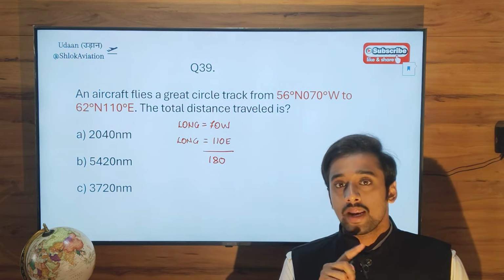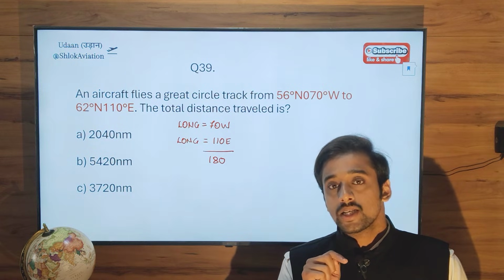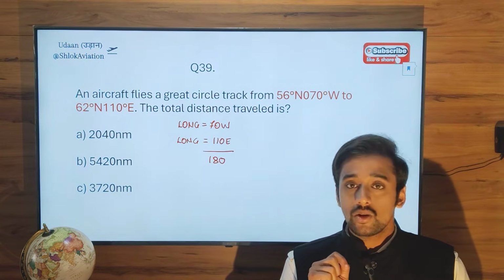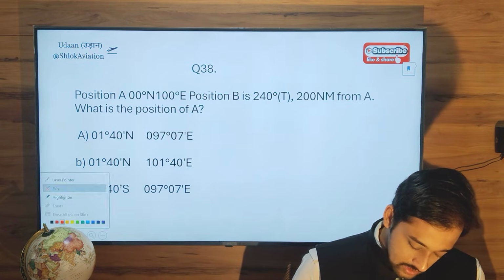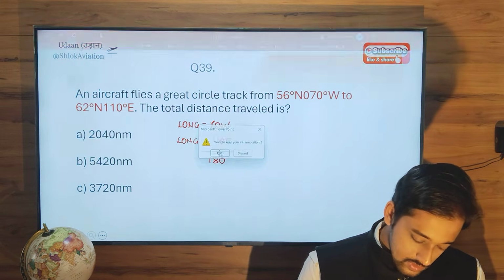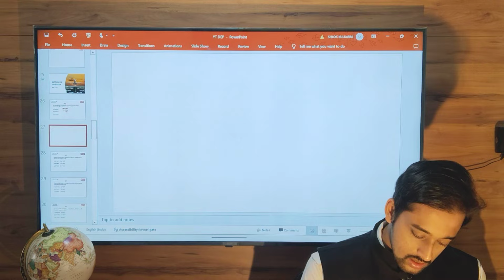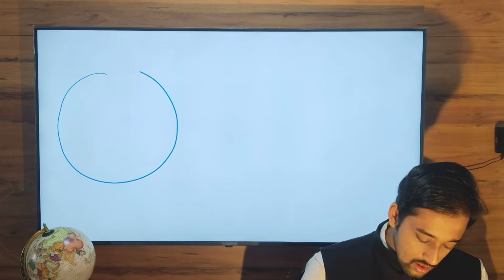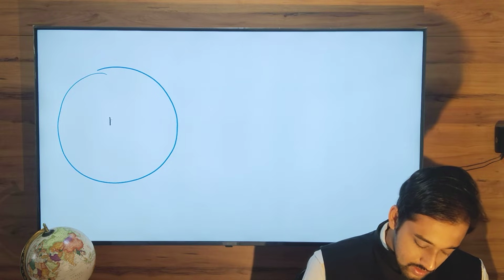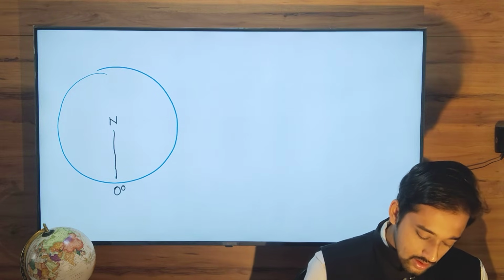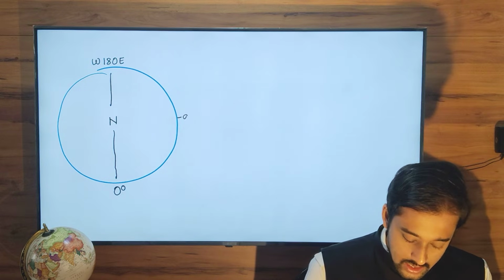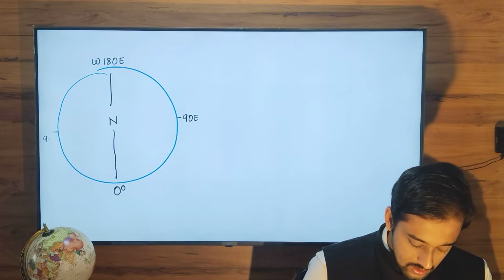When two locations are on a meridian and anti-meridian, you will fly a great circle track joining them. And this great circle track will pass through the North Pole if they are in the northern hemisphere. So the diagram will look something like this. Draw the Earth. We have the North Pole here. We have 0 degree, 180 degree, 90 east, 90 west.